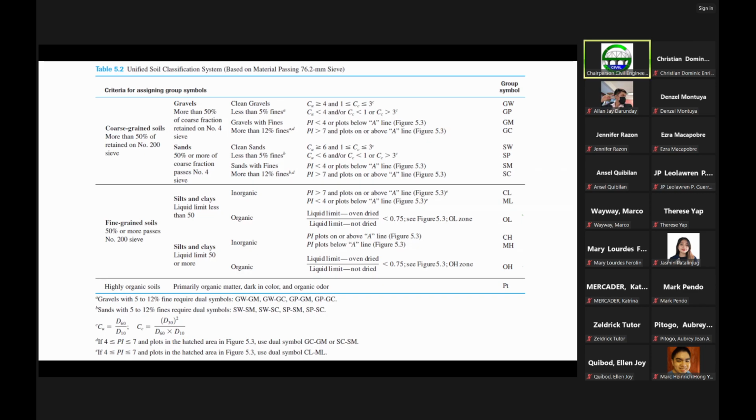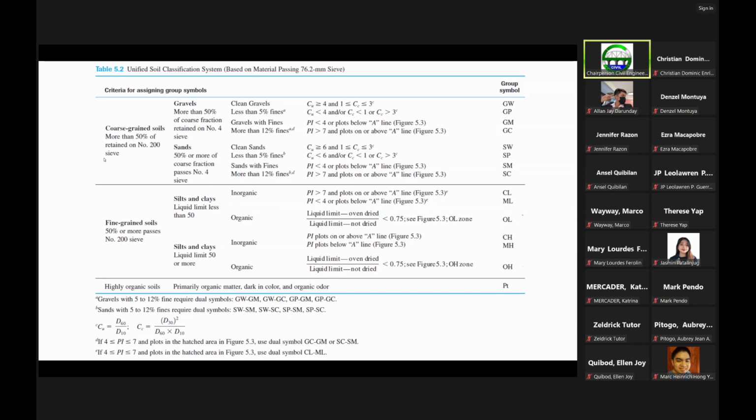So basically that includes the number 10, number 40, as well as number 4. So these are the coarse grain materials. Now, for the fine grain materials, these are the materials with 50% or more passing the number 200 sieve. So let's have the coarse grain soils first.